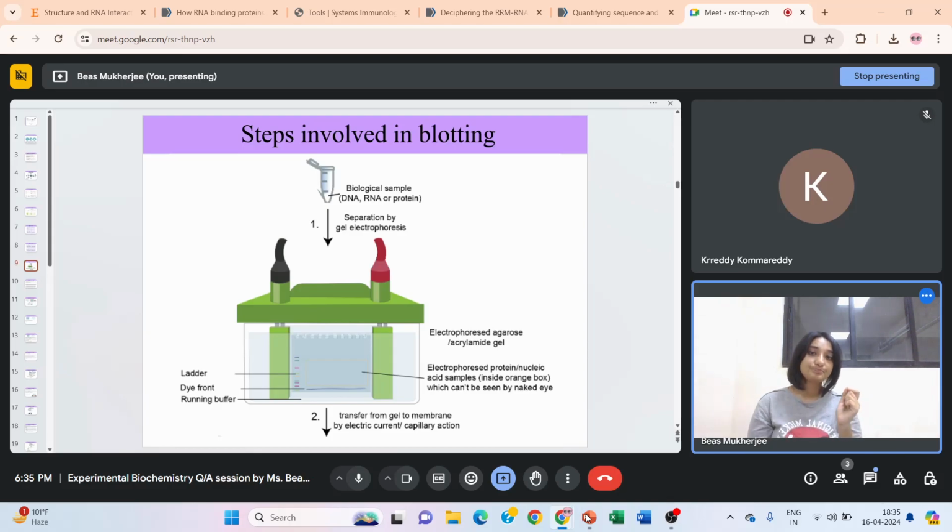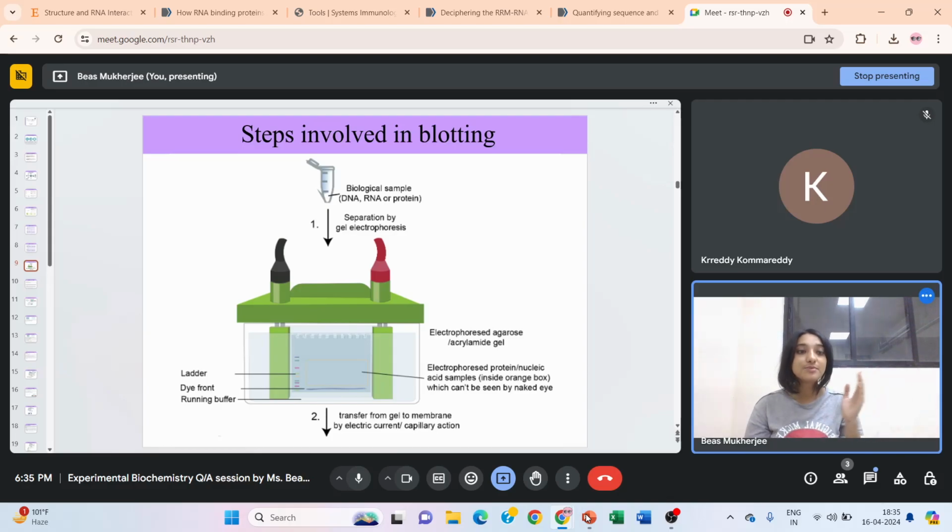Ponceau stain can be very easily and instantly applied, and it is a red stain that tells you whether the proteins are there or not. Then you wash it and go for the transfer.